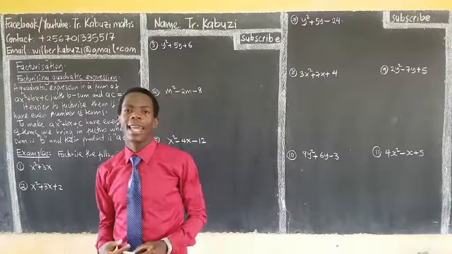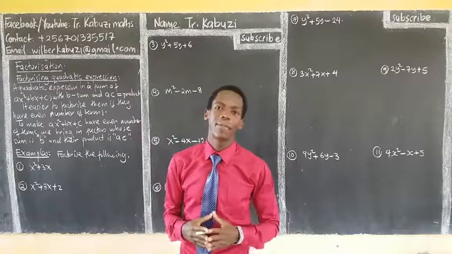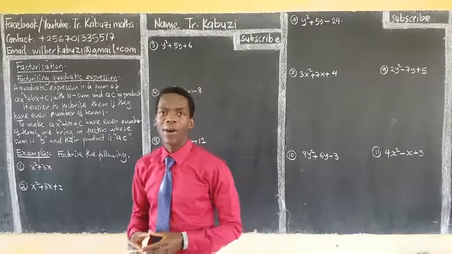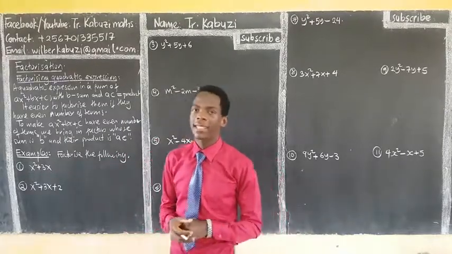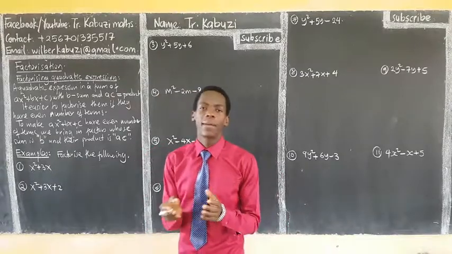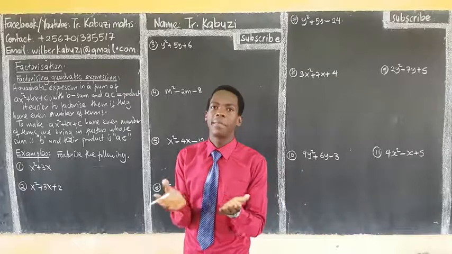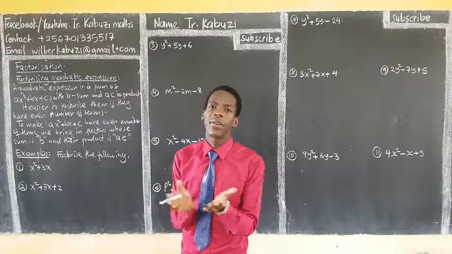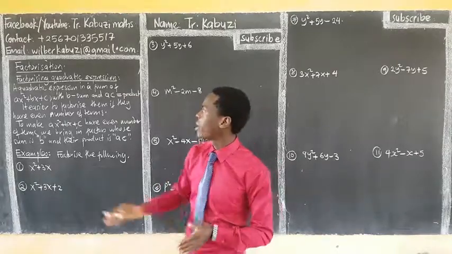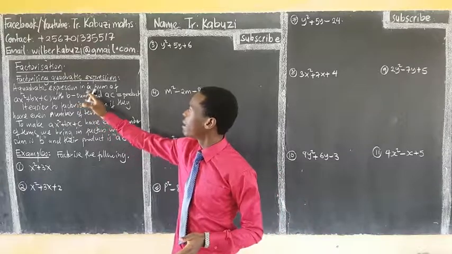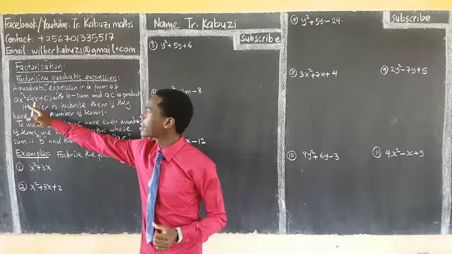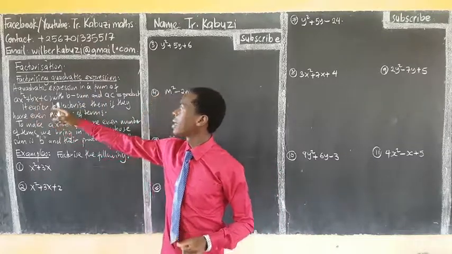Factorizing quadratic expressions is a subtopic we are going to see. What happens if we are factorizing a quadratic expression? The term quadratic means the expression has the highest power as 2 in one of the terms. A quadratic expression is in the form of ax squared plus bx plus c.